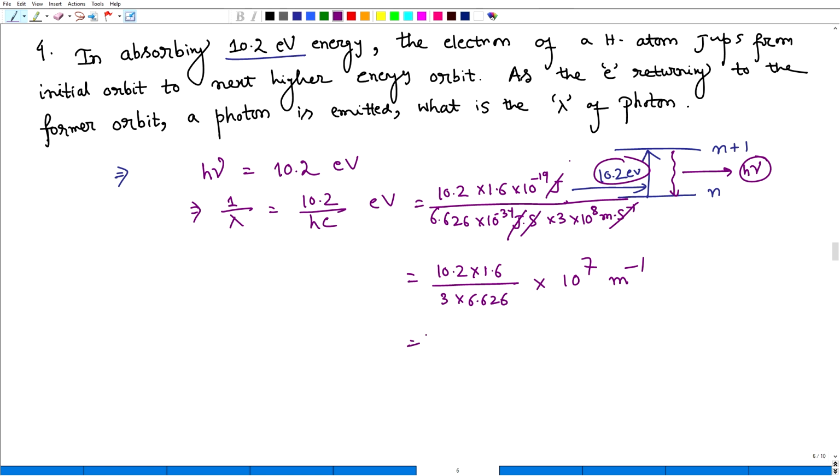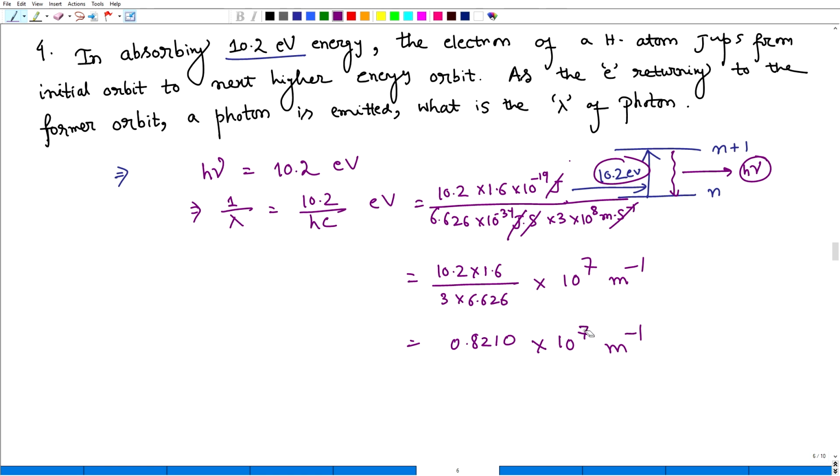So we have to just calculate this. So it's essentially 10.2 into 1.6 divided by 3 divided by 6.626, it's 0.8210 into 10 to the power 7 meter inverse, if I'm not wrong. Okay, yes, it's correct. Now we have to just change the units.